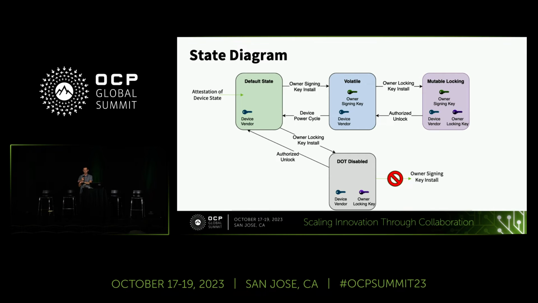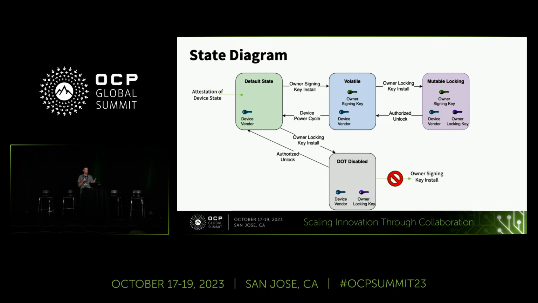Now we'll go down to DOT disabled. We skip over installing the owner signing key. All we do is install the owner locking key. So we have the device vendor key and the owner locking key. With the owner locking key being in non-volatile storage, we disallow installation of the owner signing key. That's obviously my large red X. And in this state, we rely solely on the device vendor key. The edit and no edit constructs don't really apply anymore, right? Because at this point, you're just installing whatever firmware the device vendor provided.